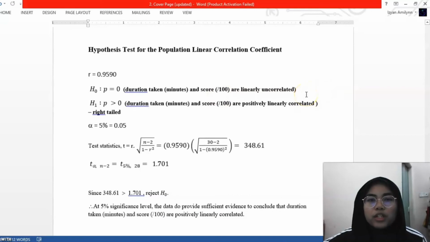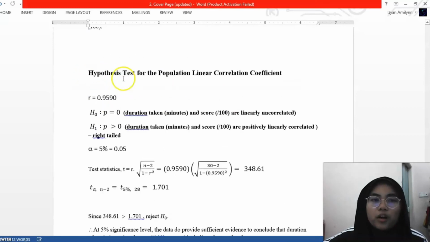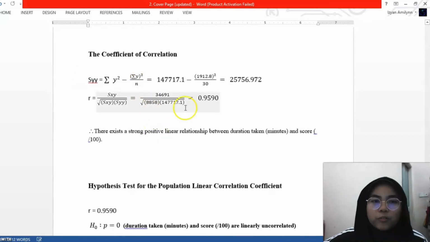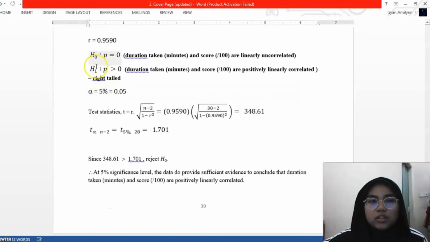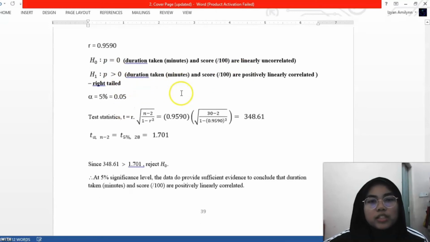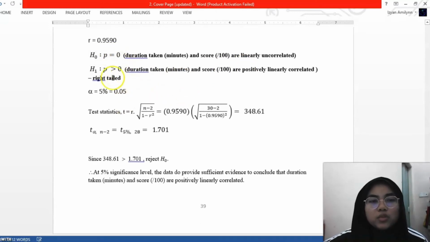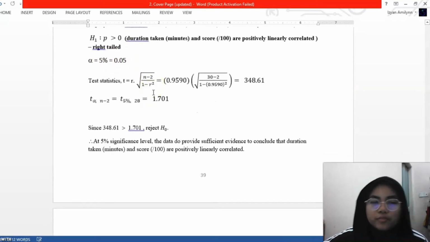Hypothesis test for the population linear correlation coefficient. So this is the r value that we got from the coefficient of correlation. The first step is we find the null hypothesis. As we can see, rho equals 0, rho greater than 0, the right tail. The second step is the significance level, which is 5% over here, equals 0.05.